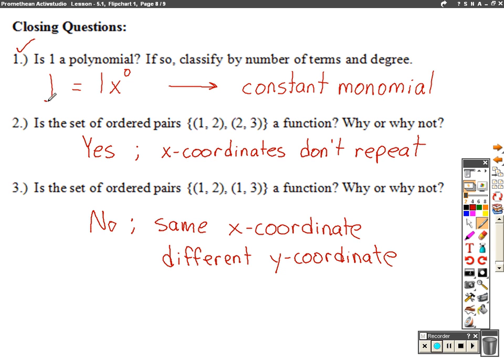Well, 1 can be rewritten as 1 times x to the 0, since x to the 0 is just 1. So the degree is 0, which makes it constant, and there's just one term, so that makes it a monomial, constant monomial. Numbers 2 and 3 are review from functions. Number 2 is a function. Number 3 is not a function, since the x-coordinates repeat with a different y-coordinate.